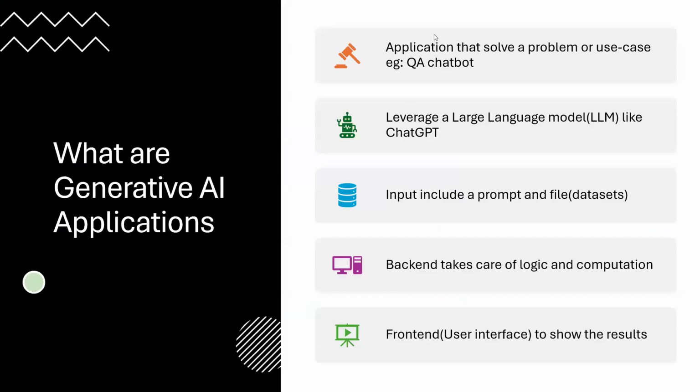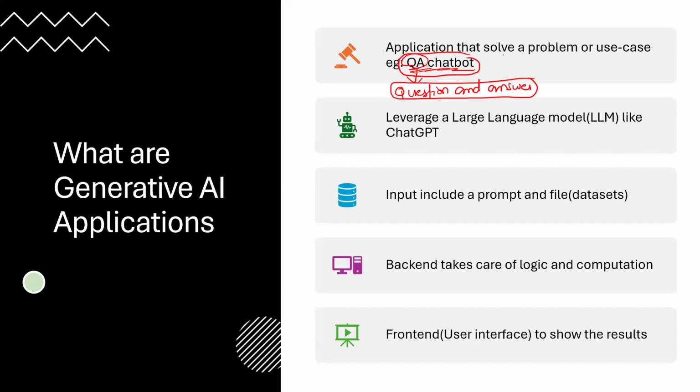For example, what are the generative applications? The first application solves the problem or use case of a QA chatbot. Do you know the meaning of QA chatbot? What does QA mean? Question and answer. Am I right? Question and answer. Okay, that is good.